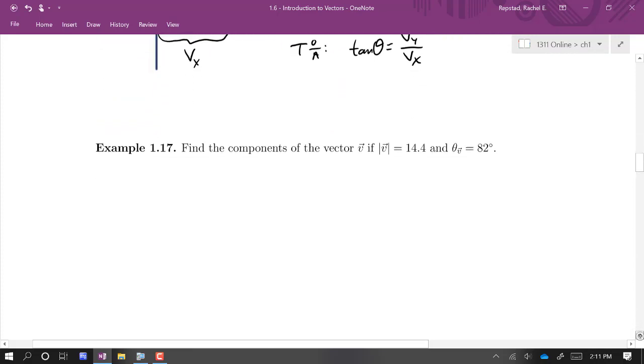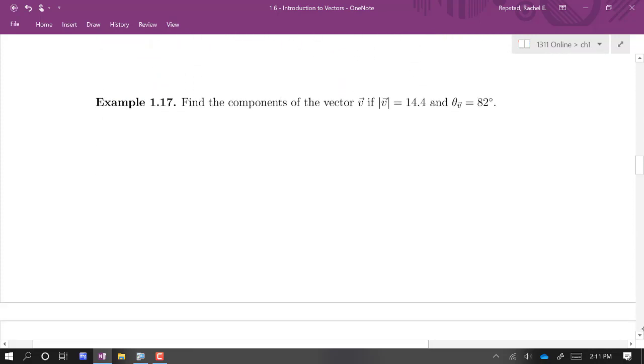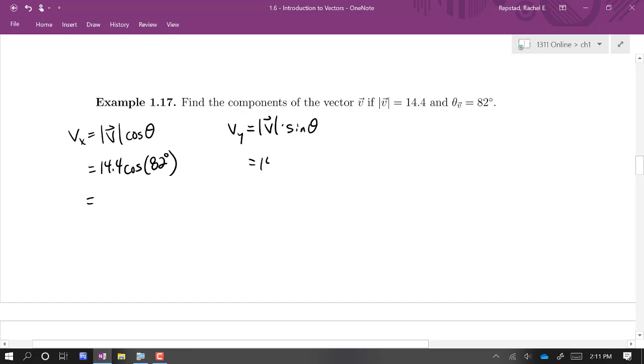So when we find the components, sometimes the problem will say find the components. Sometimes it will say resolve this vector into its components, which just means find the components. So here they've given us magnitude and direction. We want the components. So that's 14.4 times cosine of 82 degrees for the x component. If I want the y component, that's magnitude times sine theta. So 14.4 times sine of 82 degrees.